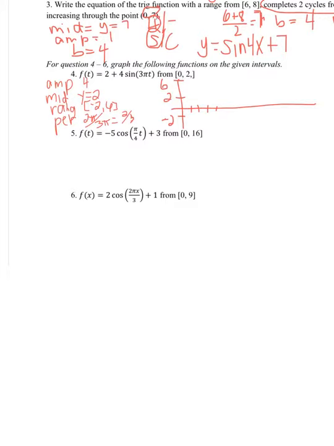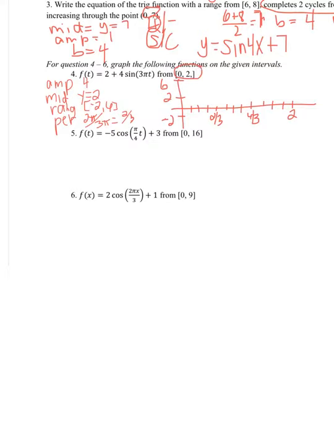So I have 4 slashes is 2 over 3. Another 4, 1, 2, 3, 4 is going to be 4 over 3. Another 4 is 6 over 3, which is 2. I stopped there because of the domain.